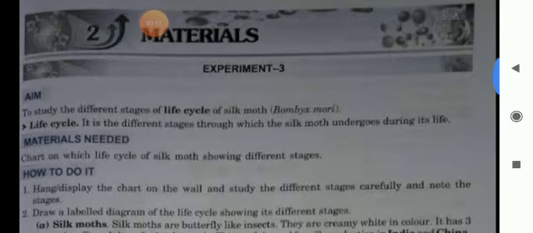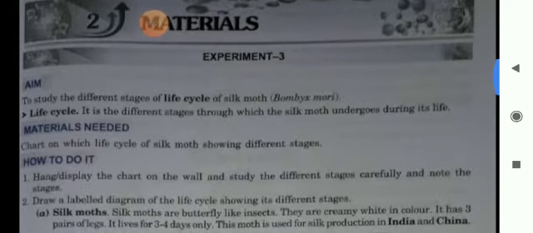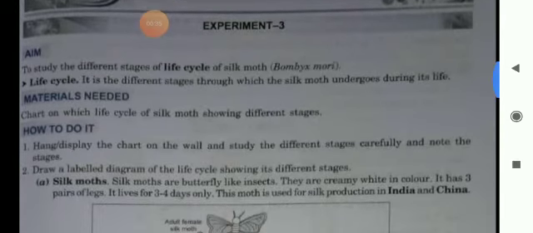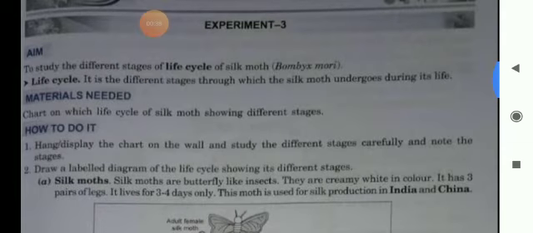Today we are going to study the lab manual, and here I will explain experiment number 3 and 4. So first, experiment number 3. The aim of the experiment is to study the different stages of the life cycle of silk moth. Here the type is Bombyx mori. And life cycle means the different stages through which the silk moth undergoes during its life. Materials needed is only the chart paper on which the life cycle of silk moth is shown.